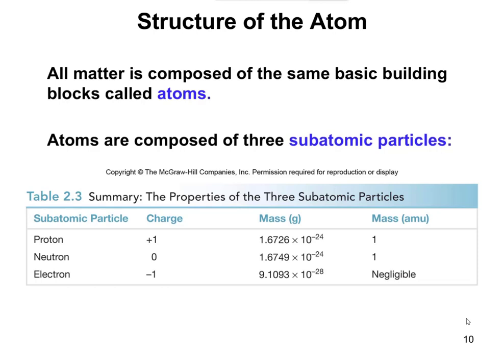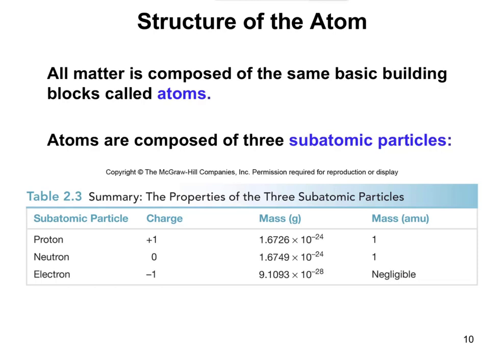So a proton is positively charged, so it's going to have a +1 charge. A neutron is neutral, so it has no charge. And an electron is negatively charged, so it's going to have a -1 charge. So we can also look at the masses of each of these, and you can notice these numbers here have significantly small values, which is why we're using scientific notation.